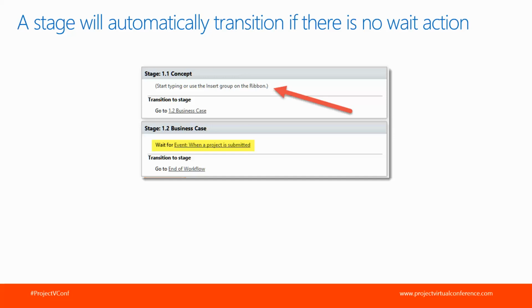So important thing to keep in mind, you need one of these wait events if you want to hold the workflow at a stage. Most commonly you do, but there are some cases where you don't. You'll have maybe just a check for a certain field. If there is that check for a field, then you don't necessarily need a wait. That was tip number 1.